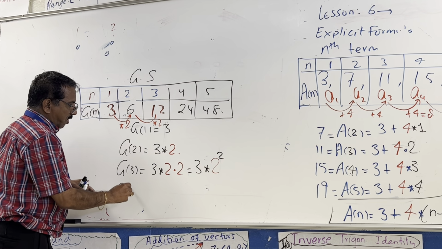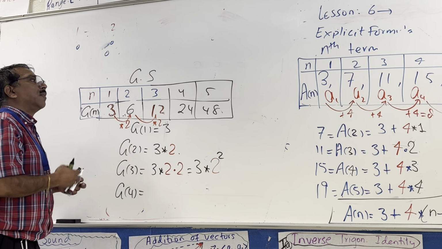Next is G of 4. What does G of 4 mean? It's the number in the fourth position.